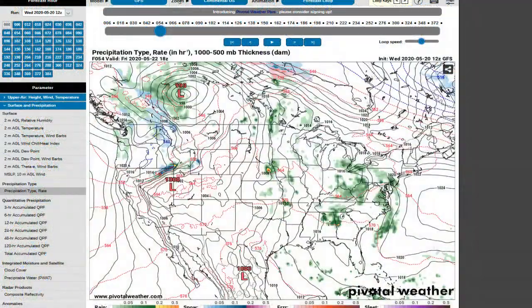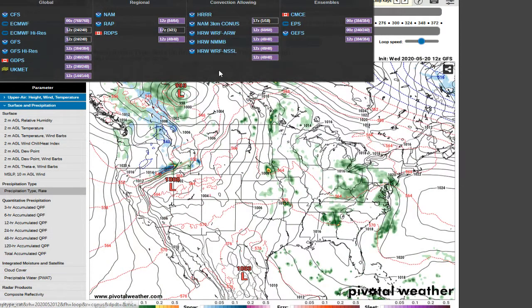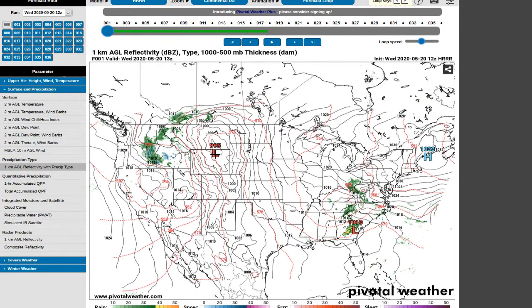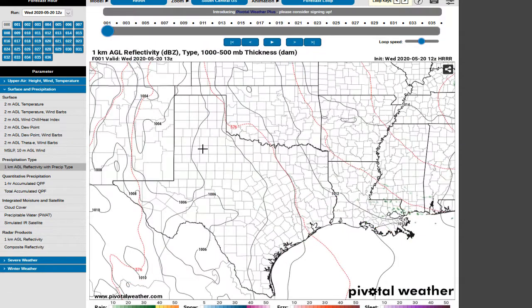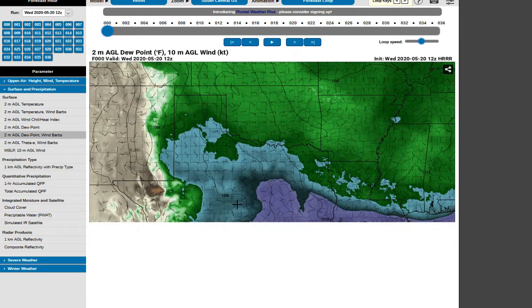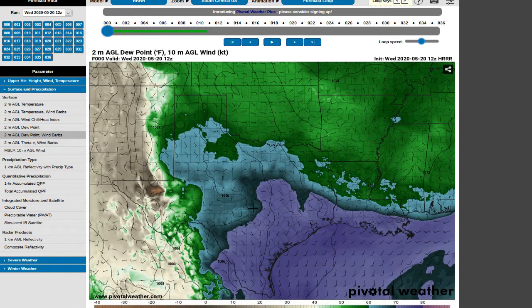Now let's take a look at things out in the Great Plains. For that, we're going to need to look at the high-resolution rapid refresh. When you don't have anything to look at this early in the day, I think a good plot to start with is dew points and winds. Because here we can see the dry line.